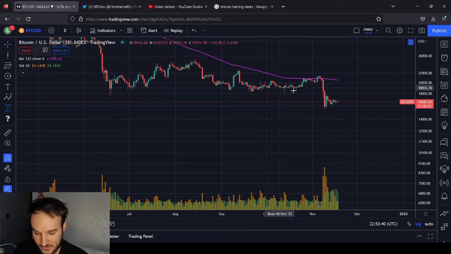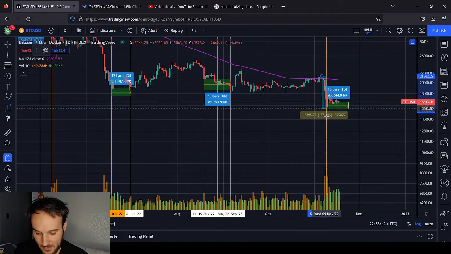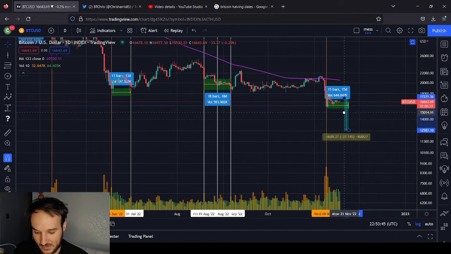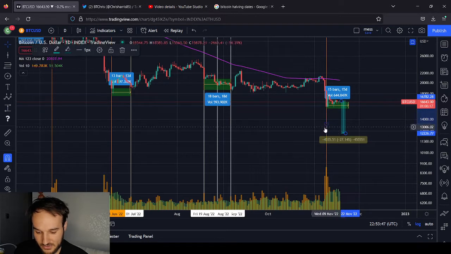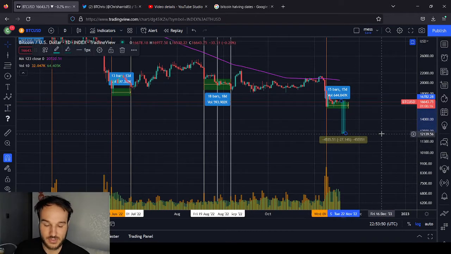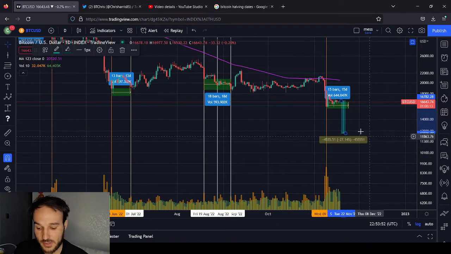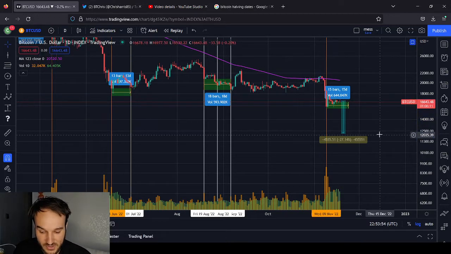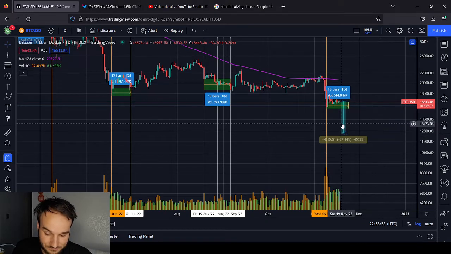The way to do this is you take from the top of the pattern to the bottom of the pattern, and then you take the breaking point, which could be any day now. Let's just put it right there. That could drop us all the way down to $12,000. That's the measurement of this pattern. We just did it there. I'm not making this up. That's what the measurement is.